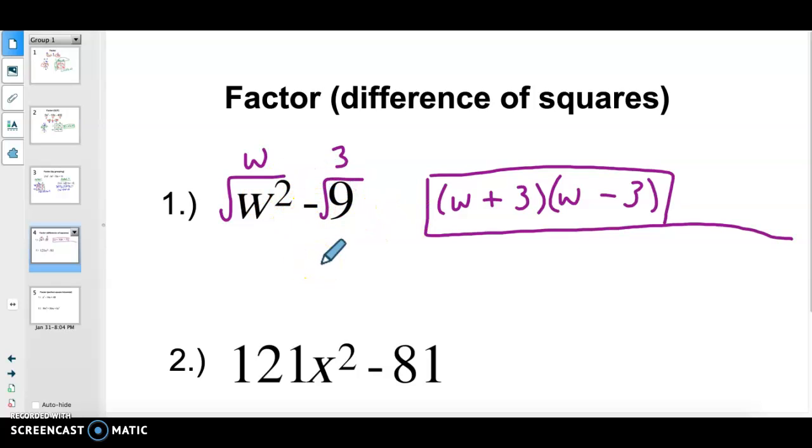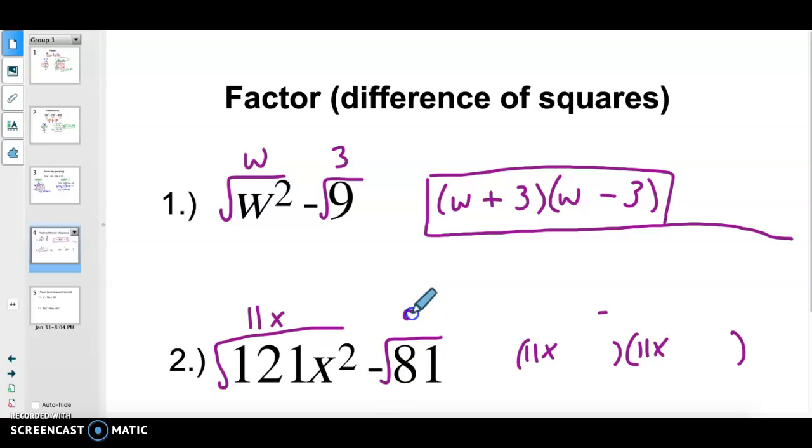Seeing one more example like that, first setting up our two sets of parentheses. Square root of the first term, so square root of 121 is 11, and square root of x squared is x. So 11x is going to start both groups of parentheses. And then square root of 81 is 9. So we're going to get a 9 in the second spot, a 9 in the second spot. And then we're going to get a plus and a minus. So that is our answer. That is our factored form of this polynomial.